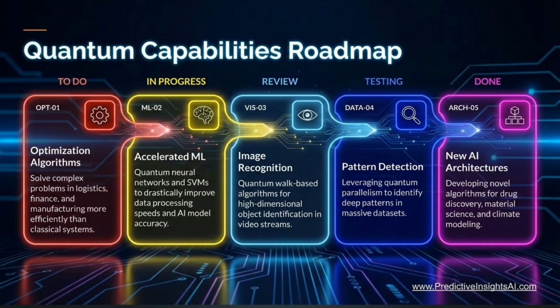The Quantum Capabilities Roadmap shows the progression of quantum applications. We start with optimization algorithms and move through accelerated ML, image recognition, and pattern detection. The goal is to reach new AI architectures, developing novel algorithms for critical applications like drug discovery and climate modeling.